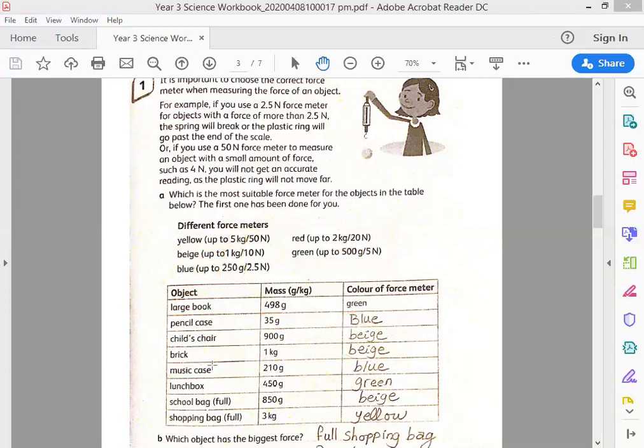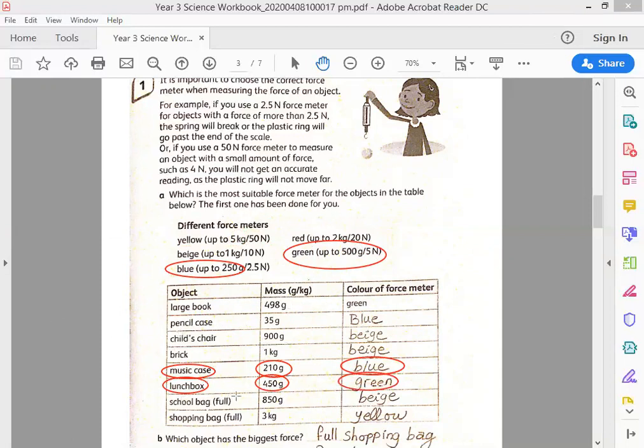The next one, the musical case. The musical case is about 210 grams. What do you think? Yes, the blue force meter will be the suitable one because its range is up to 250 grams. So we are going to write blue. What about the lunchbox? The lunchbox weighs 450 grams. Which force meter would be suitable? Which can stand the force of 450 grams? Yes, the green one, because its range is up to 500 grams. So we are going to write green.